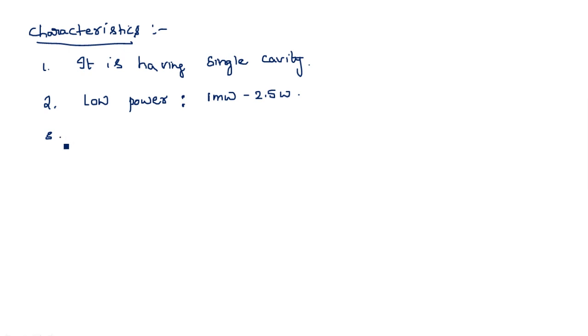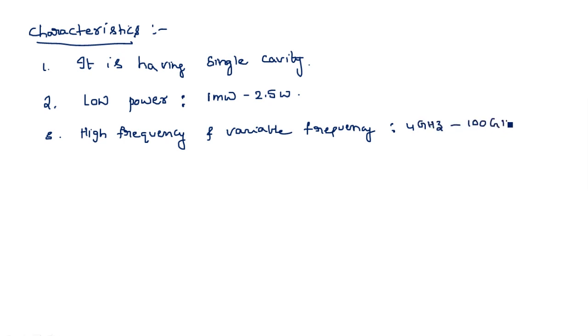Coming to the third characteristic, which is high frequency and variable frequency. It produces a signal with a high frequency. The frequency of oscillations produced by this reflex klystron oscillator is very high and also variable, in the order of 4 gigahertz to 100 gigahertz. This is a very wide range of frequencies. 4 gigahertz is at the beginning of the microwave frequency range, and 100 gigahertz is at the extreme end of the microwave frequency setup.